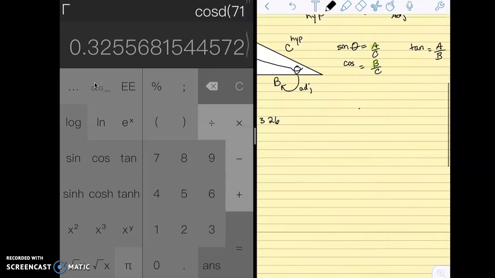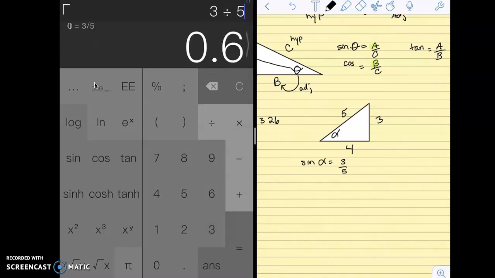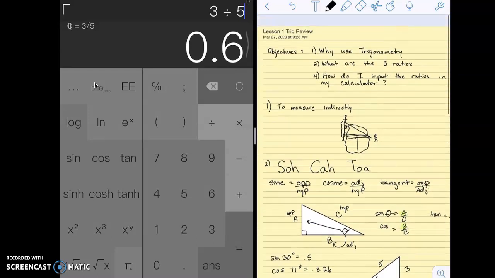Let's look at a triangle where we actually have to find the ratios. So here's alpha this time. Let's make this 3, 4, and 5. The sine of alpha would be 3 over 5, and 3 divided by 5 is 0.6. I can use this later to figure out what alpha is, but that's not this lesson. That's the next lesson.